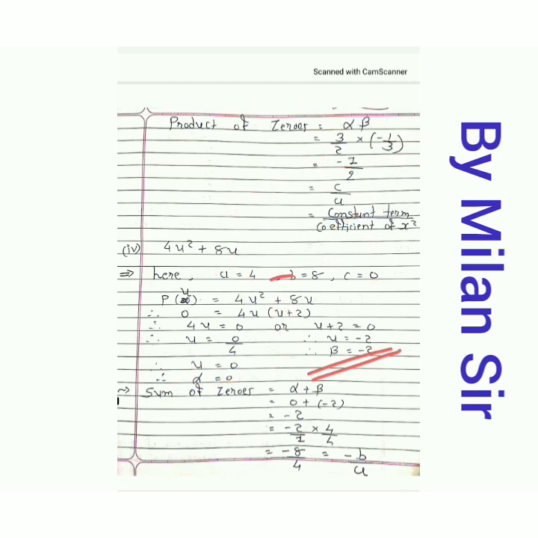Okay, then alpha is equal to 0, beta is equal to minus 2, a is equal to 4, b is 8, and c is equal to 0. Then the sum of zeros. Sum of zeros means alpha plus beta. Put the value of alpha and beta. Alpha 0 and beta minus 2. Beta is equal to minus 2, so minus sign is there, that's why I use bracket. Okay, then 0 minus 2, it is equal to minus 2. So I have written here minus 2.